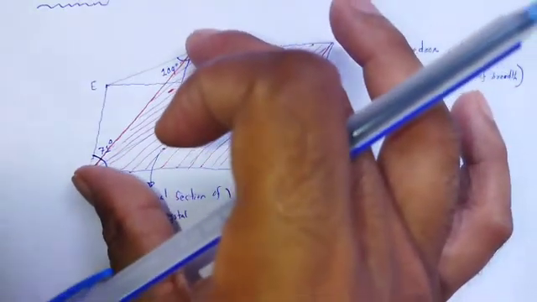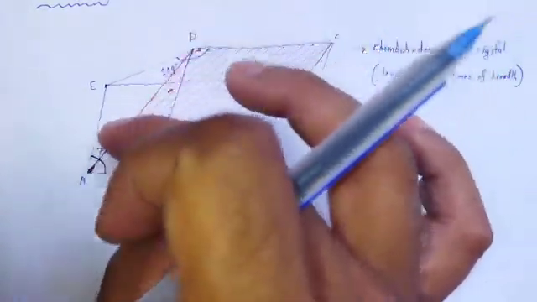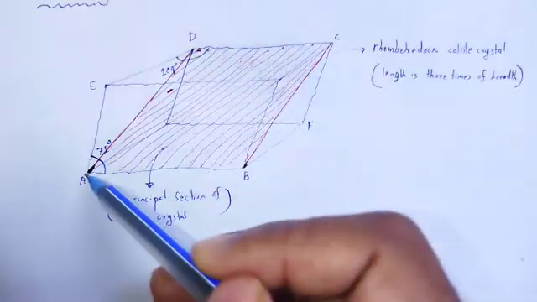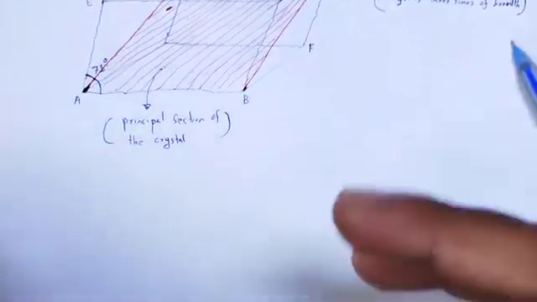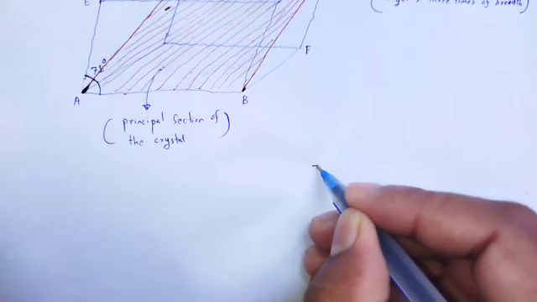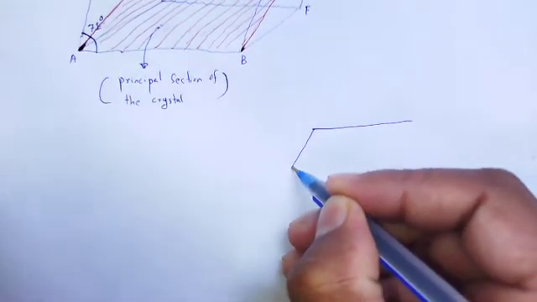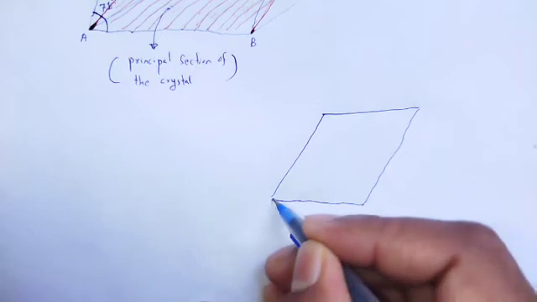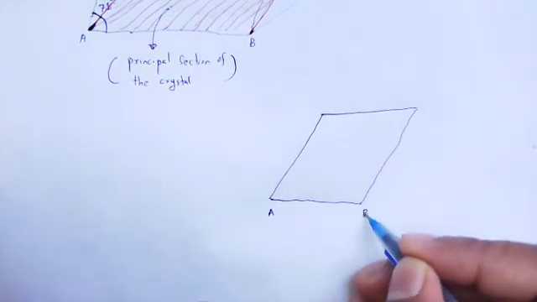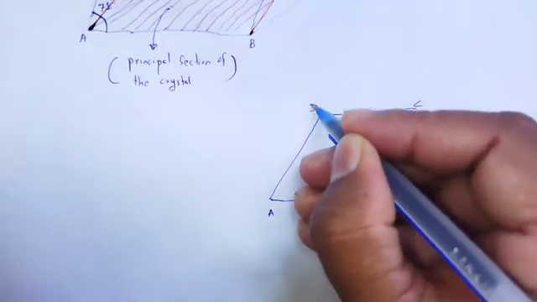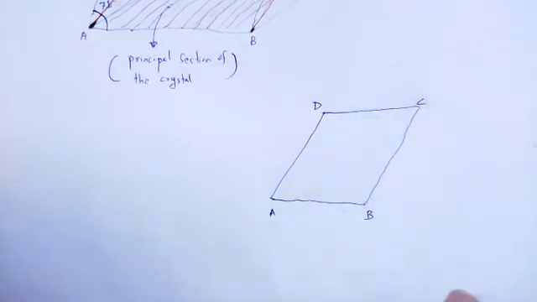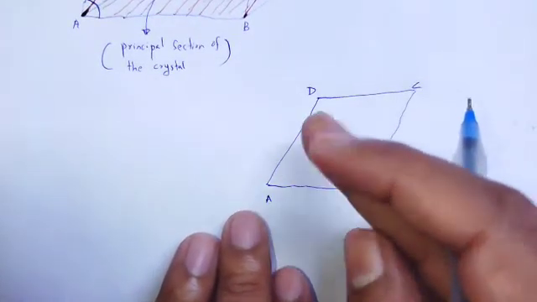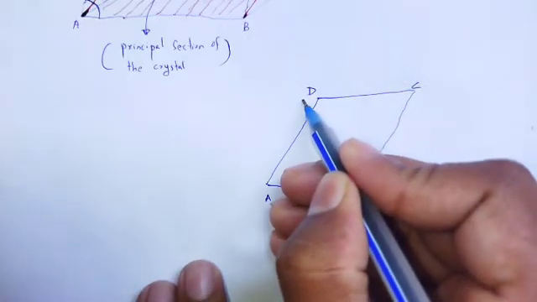Now the two end faces of the crystal are cut in such a manner that the original principal section A, B, C, D, which I draw here, is changed to A, B dash, C, D dash.